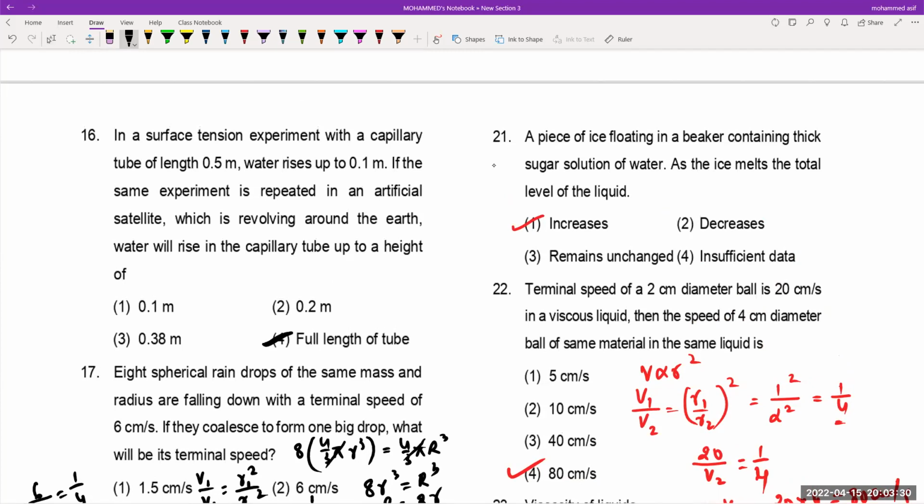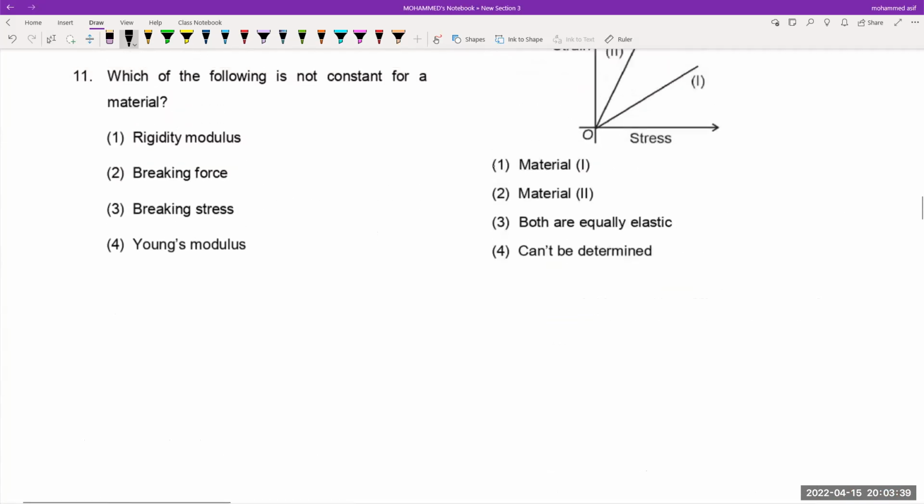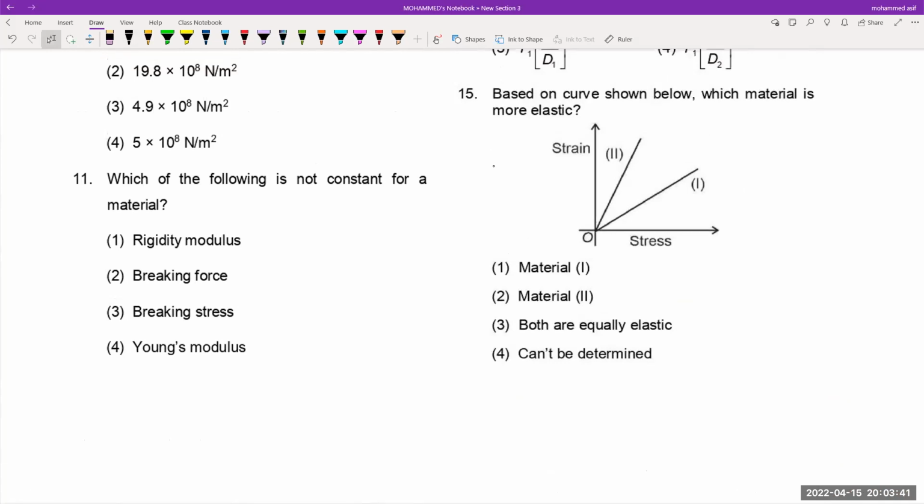क्योंकि in artificial satellite, effective weight will be zero, no doubt. But upward surface tension force will be there. So because of the upward surface tension force, the liquid will rise up to the maximum height. ये वाला तो direct question है 15th वाला.